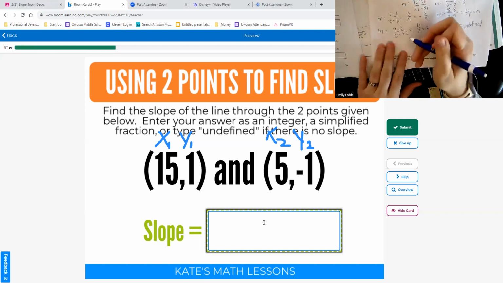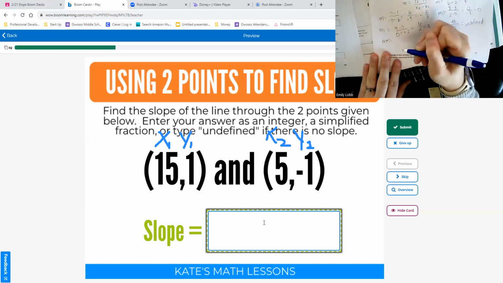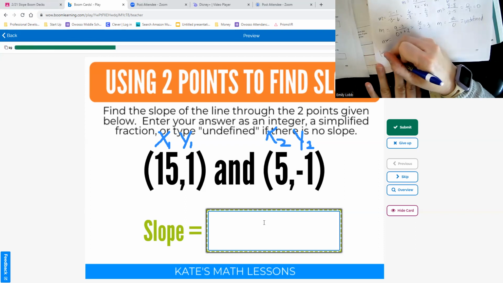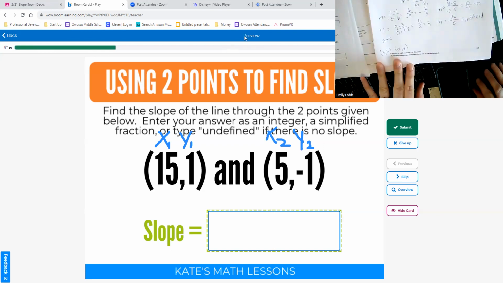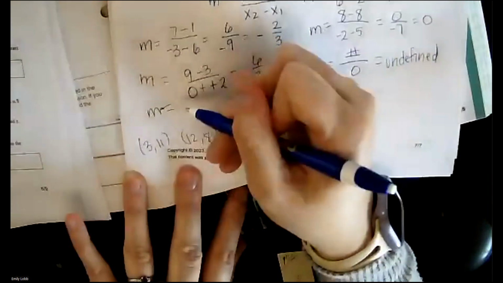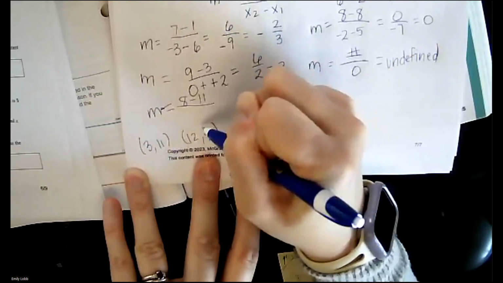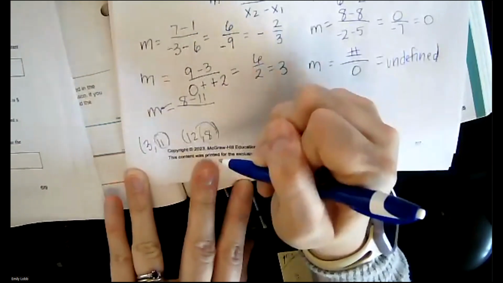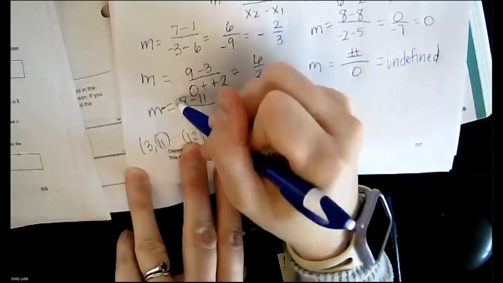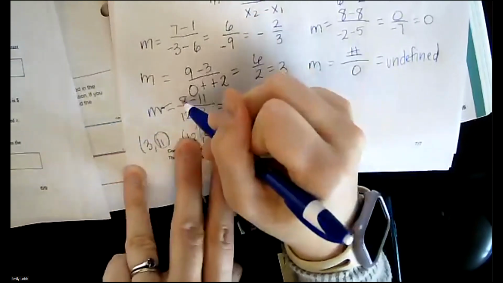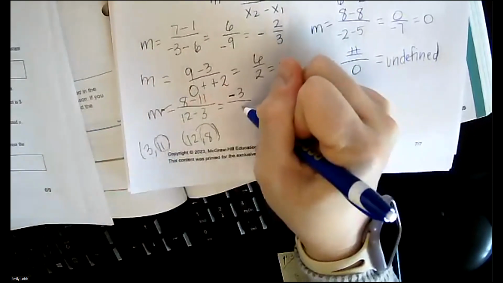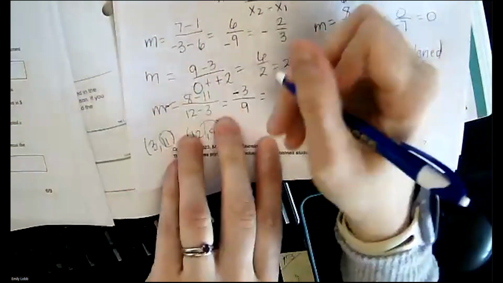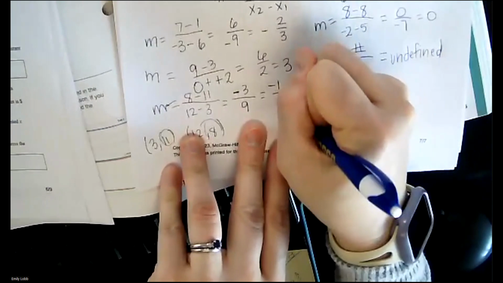You want to do that one, Harper? All right. If we have the points 3, 11, and 12, 8, we would say 8 minus 11, because this is y2 minus y1. And then it would be over 12 minus 3. So 8 minus 11, be careful here, is negative 3. And 12 minus 3 is 9. The other thing you have to be careful of is you have to simplify. So I can divide both of these by 3, and it would be negative 1/3.